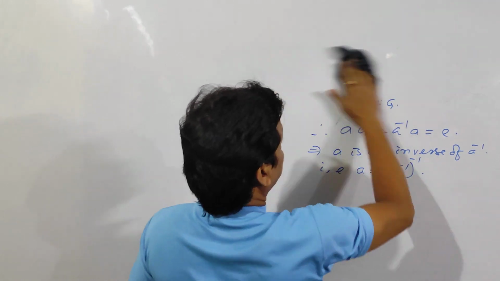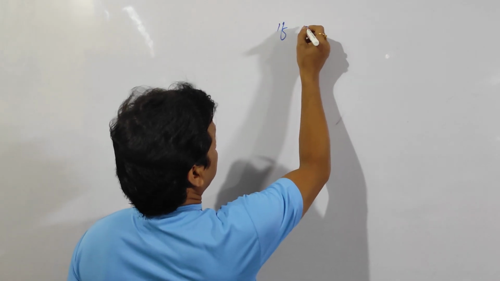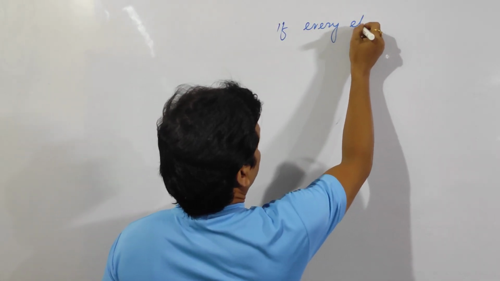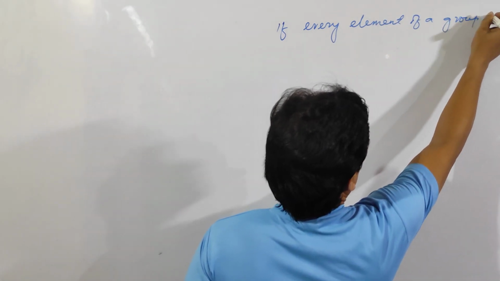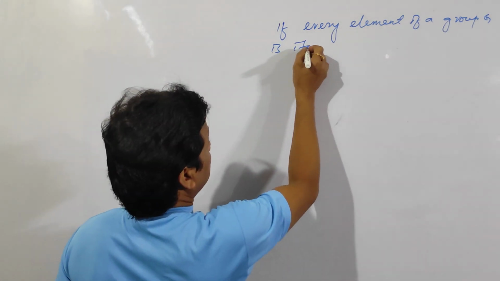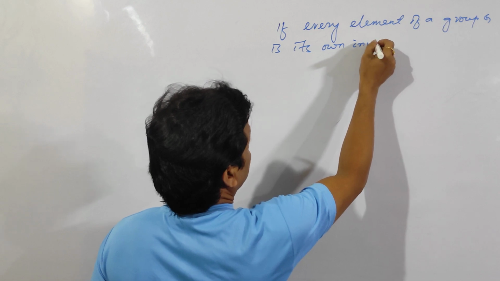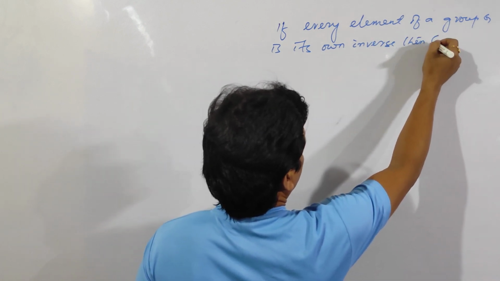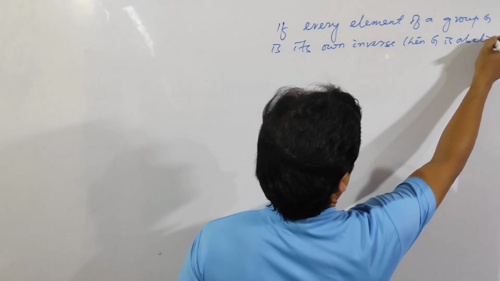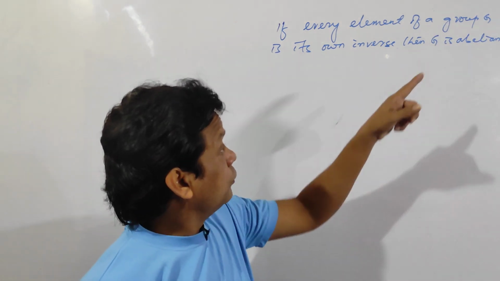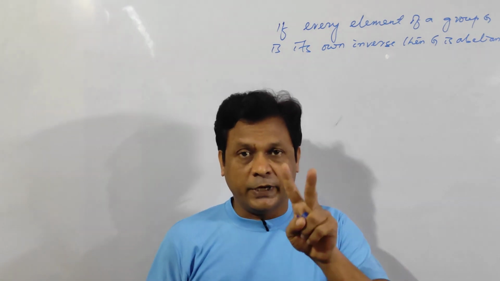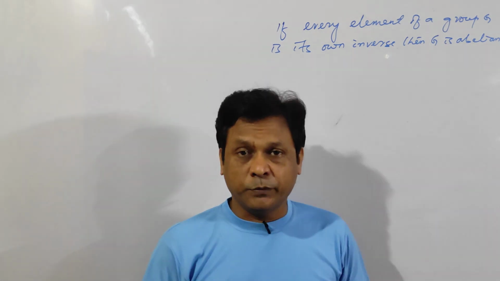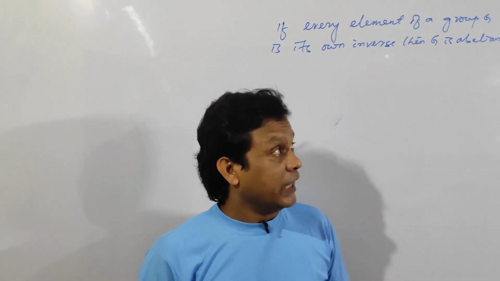Now let us see a very interesting problem. If every element of a group G is its own inverse, then G is abelian. If every element of a group G is its own inverse, that means A is the inverse of A, B is the inverse of B, if A and B belong to G. If A and B are elements of G, then according to the given hypothesis, A inverse is equal to A and B inverse is equal to B. And you have to prove G is abelian.